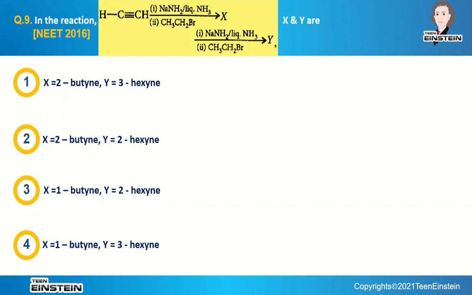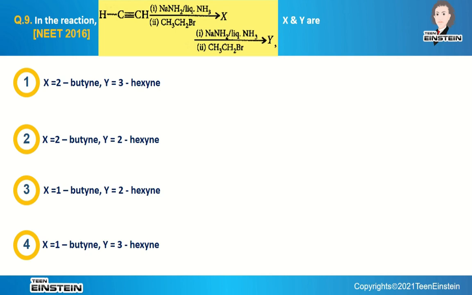Move on to the 9th question. In the reaction, acetylene undergoes reaction in presence of NaNH2 with liquid ammonia, and it undergoes alkylation and produces X, which again reacts with the same reactant and gives Y. So they are asking us what X and Y are.